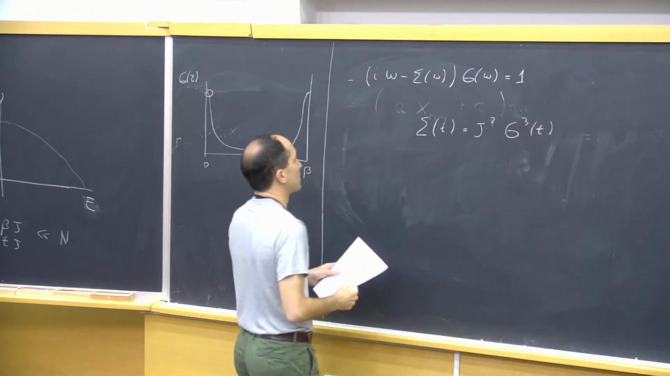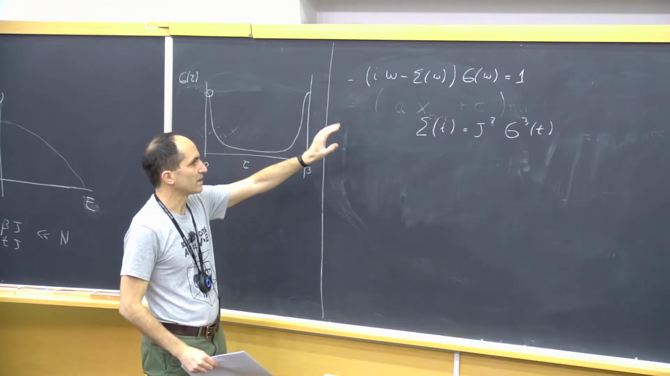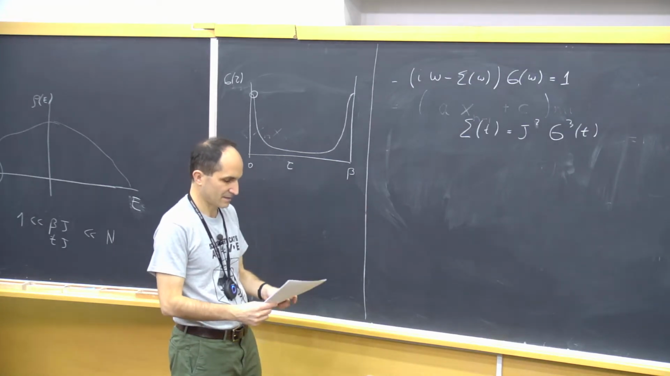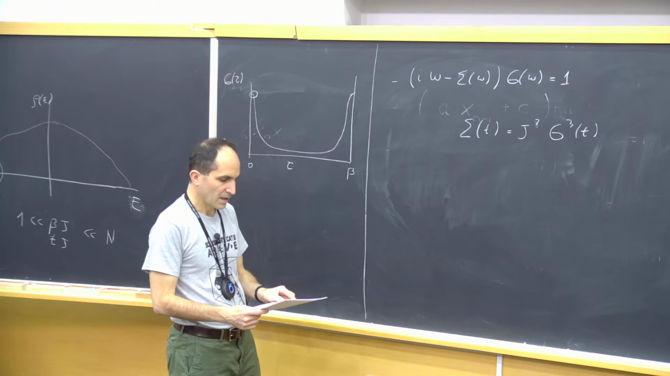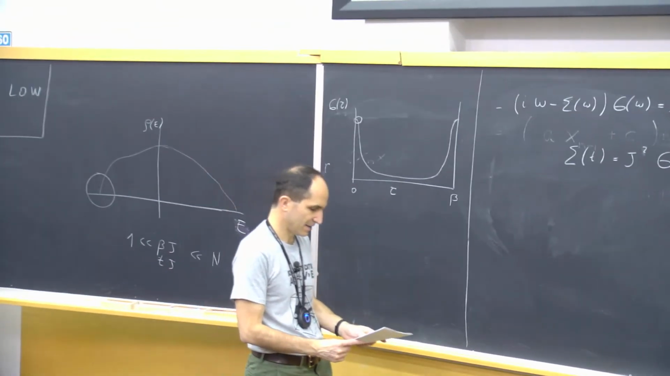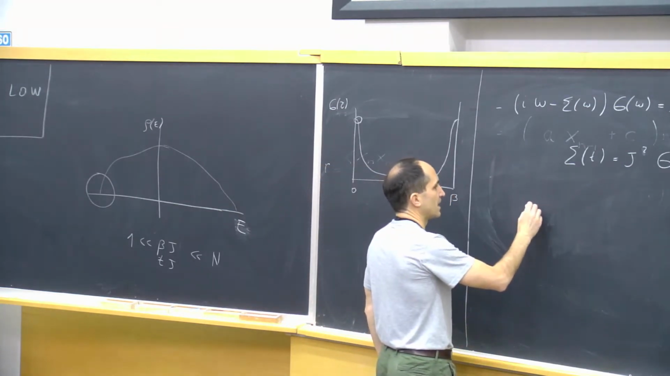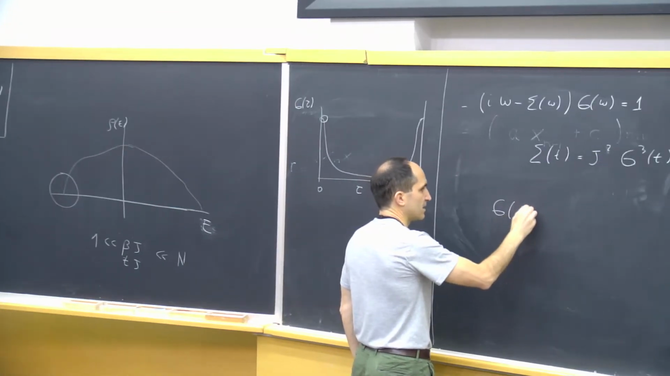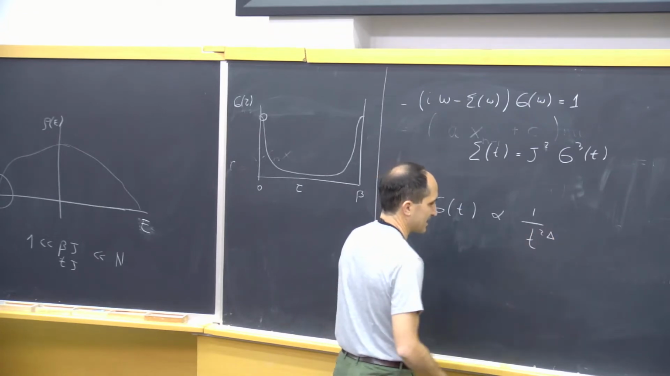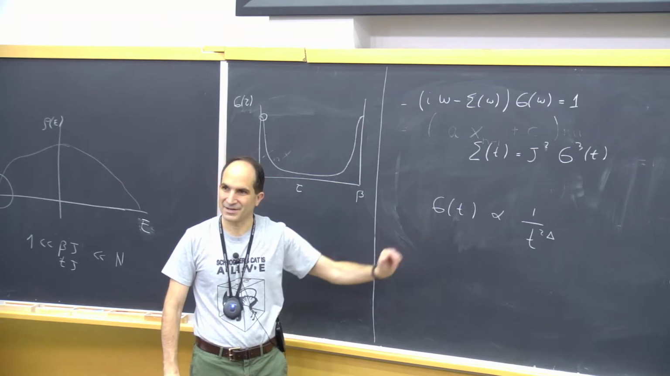In general, we could solve these equations, and we will now attempt to solve them in the limit that beta is very large. First we take N to infinity, and then we take beta J very large. In that limit, we are going to assume that G of t is proportional to 1 over t to the 2 delta. So it has a scaling ansatz. We are exploring whether the solution will have a scaling behavior.